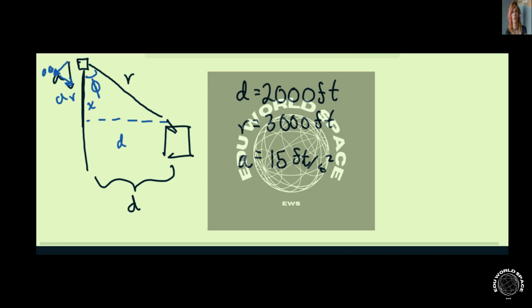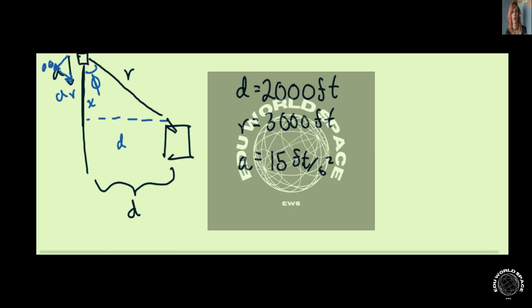In this problem, we have a boat with a searchlight on it that's some distance D, 2,000 feet from the shore, and a car on the shore that's driving down with some acceleration A, 15 feet per second squared. We're interested in finding the angular acceleration, theta double dot, at the moment when r is 3,000 feet, where r is the line that the light traces from the car to the searchlight.